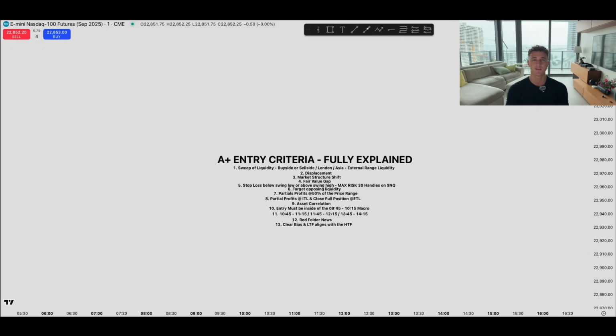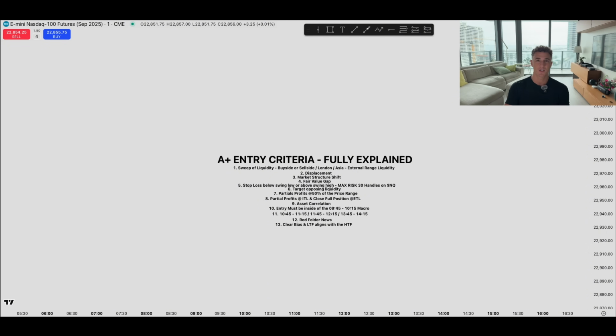Once you have your bias and the correct drawn liquidity, where price is going to head to next, then the next step is for you to align that lower time frame with the higher time frame. So if, let's say, we have a bullish bias and everything is bullish on the higher time frame, if you then see a bearish setup on the lower time frame, are you going to take that trade? Absolutely not, because it simply does not align with the higher time frame bias.